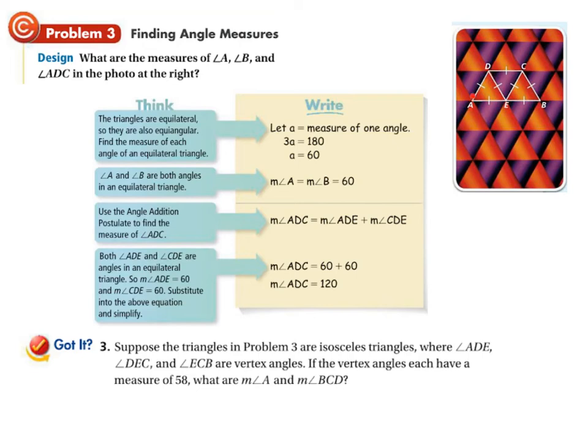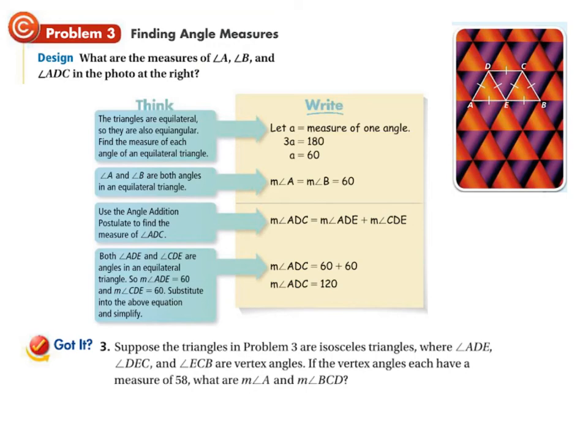Now, angle ADC: the angle addition theorem states that this angle, 60, plus this angle, 60, will equal the large angle ADC, so therefore 120. Okay? So try this got it problem.